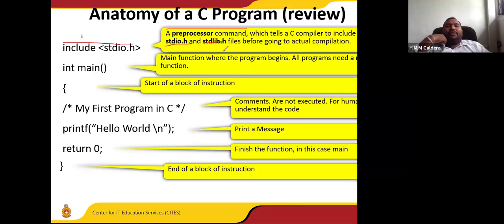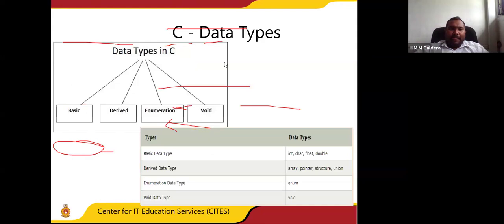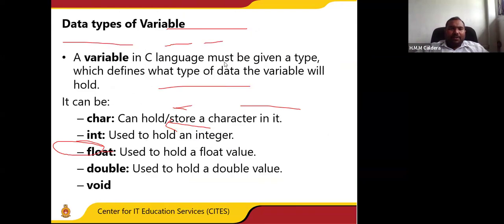The main function is at the program's beginning. All programs need this function. It is the starting block of the code, and we have comments, print statements, and a finish function, something to tell that I'm going to end this program. So that's what we understood. I believe everyone can understand very well. Types, we understood these things.